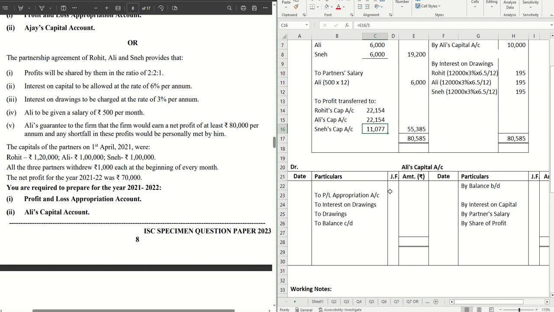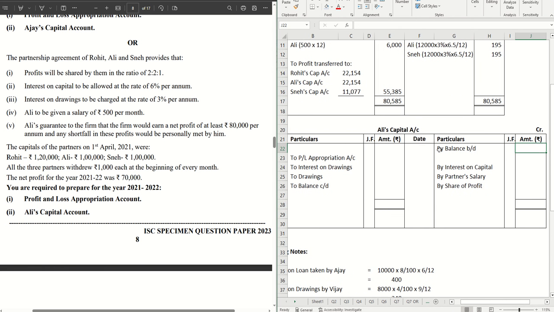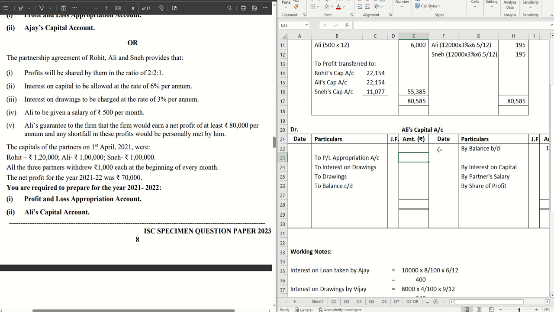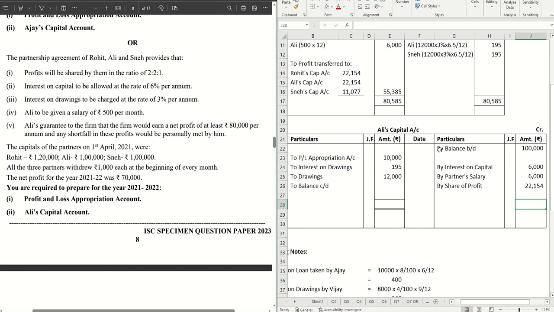Let us now prepare Ali's capital account. Here we have to transfer the amounts as per the question. By balance b/d for Ali, the capital is 1 lakh. Then we write by interest on capital, his interest was 6,000. His salary was 6,000 as well. The share of profit that he gets is 22,154. Coming to the debit side, to P&L Appropriation, this is the deficiency that he is bearing, so 10,000. The interest on drawings that he got is 195. The drawings that he made for the entire year are 12,000. And the remaining is the balance.